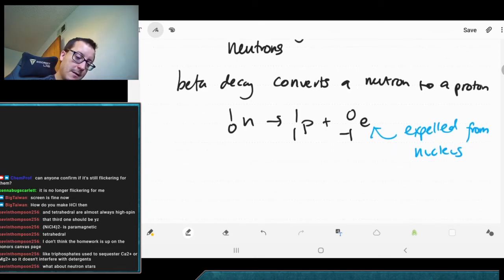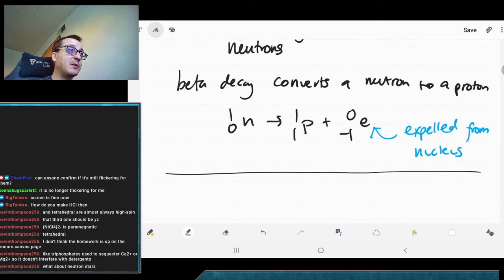Alrighty. So for atoms with too many neutrons, they will end up converting a neutron to a proton, and in the process spit out a beta particle, which is the same as an electron.